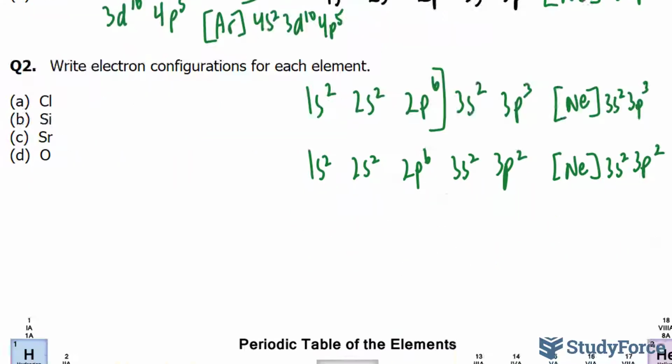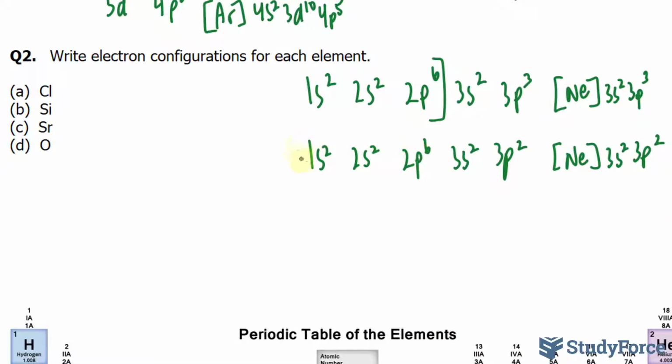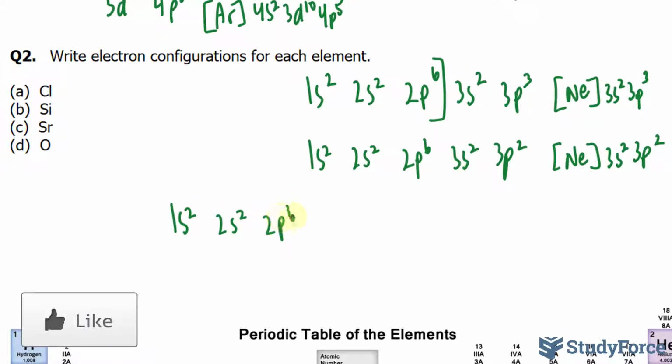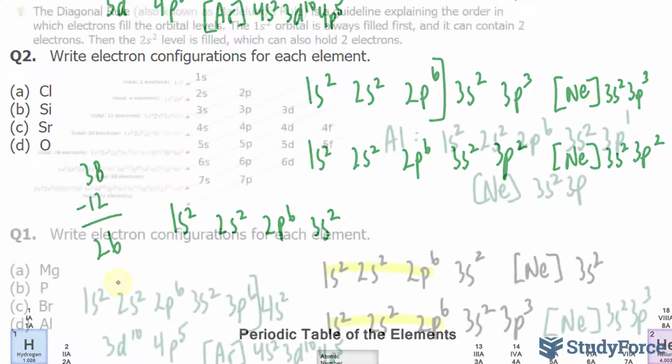The next element that we need to find the electron configuration for is Sr, which stands for strontium. And according to the periodic table, strontium has an atomic number of 38, so it has 38 electrons. Everything will be identical up until here, so let's go ahead and rewrite that. 1s2, 2s2, 2p6, and 3s2. 2 plus 2 plus 6 is 10 plus 2 is 12. So 38 minus 12, we have 26 more electrons to work with.